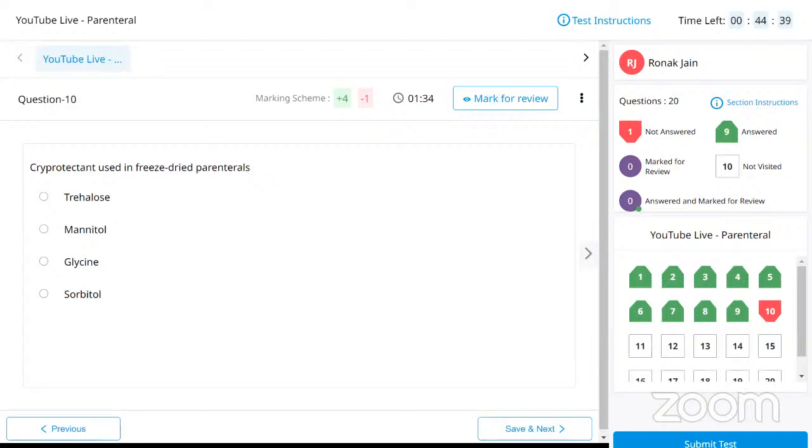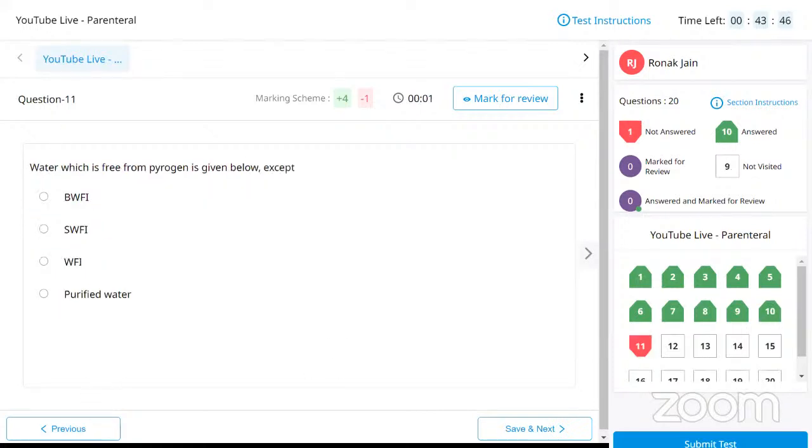Cryoprotectants again are a class of excipients that is used. So we have options: trehalose, mannitol, glycine, sorbitol. Mannitol is also sometimes used as a cryoprotectant in freeze-dried parenterals, but the more specific and more widely used is trehalose. Why trehalose? Because trehalose is more stable as compared to mannitol. If we consider using it as a cryoprotectant, trehalose is one excipient which avoids the growth of particles. To summarize, trehalose is more stable than mannitol, and glycine and sorbitol are not that much used as cryoprotectants. So the answer for this is trehalose.